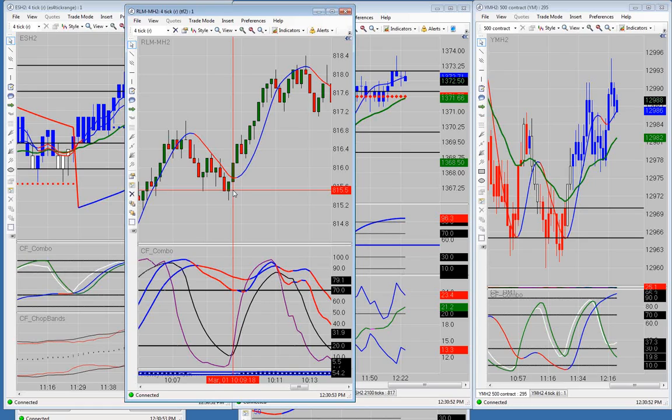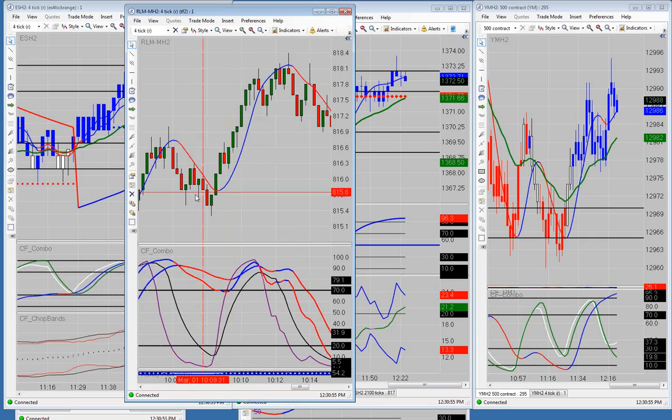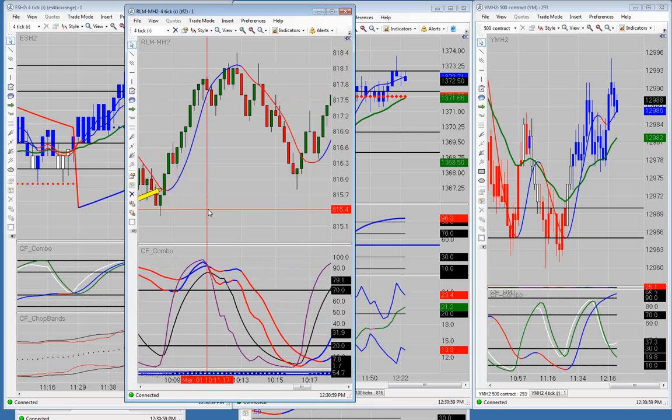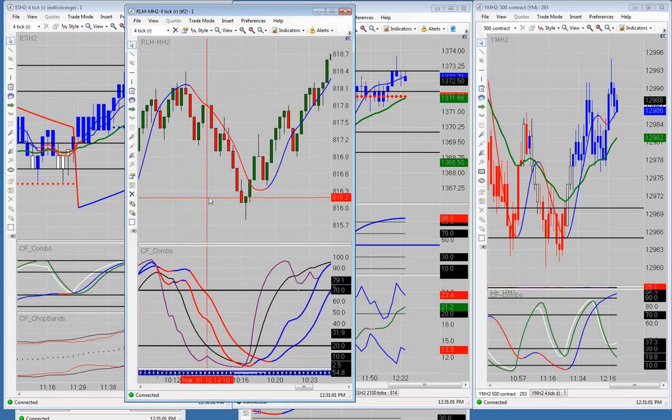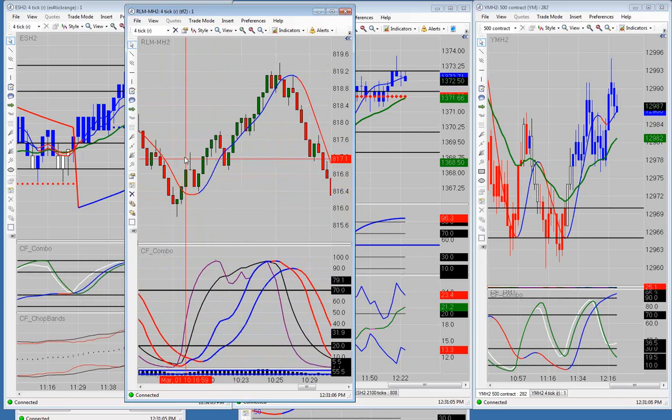Yeah, plus 66 ticks per contract on the Russell yesterday. And I'm going to go over tonight how to see these trades when they're happening. Not all of them are home runs, as a matter of fact. Some of them don't even win.